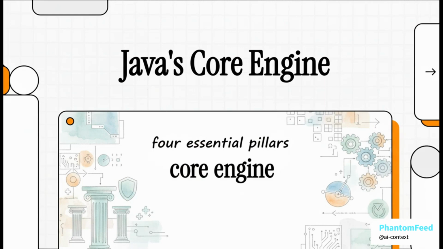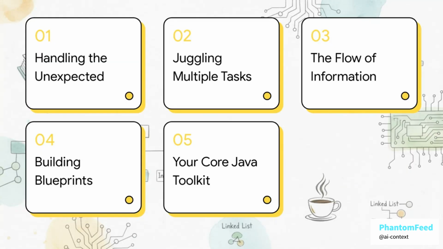If you really want to build professional, robust, and resilient Java applications, you have to get a handle on the core engine that makes them tick. So today, we're diving deep into the 4 essential pillars that, honestly, separate the amateur code from truly professional software engineering. So here's our game plan.